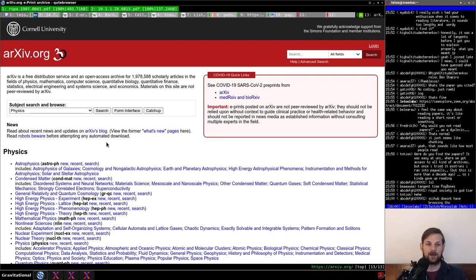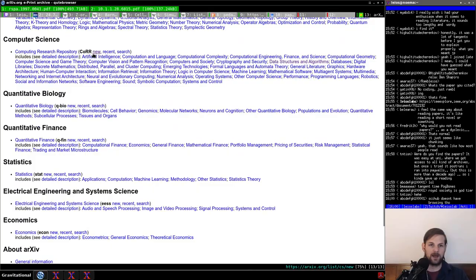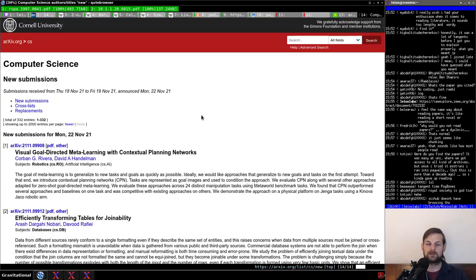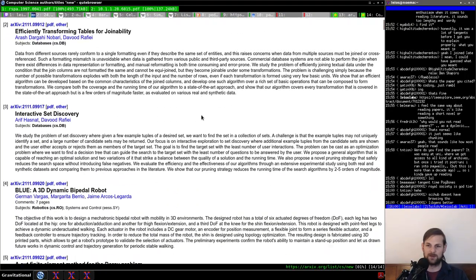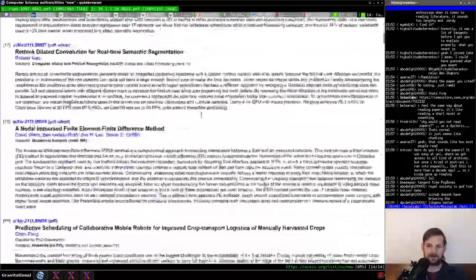So for browsing, I go to the archive. I go to the archive every day. I just go here and I just look at the papers. Today there weren't actually as many papers that I was interested in, but LibGen is better.